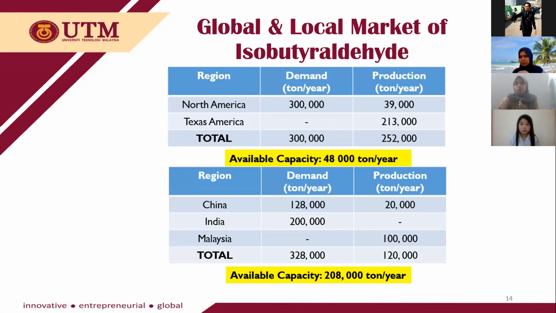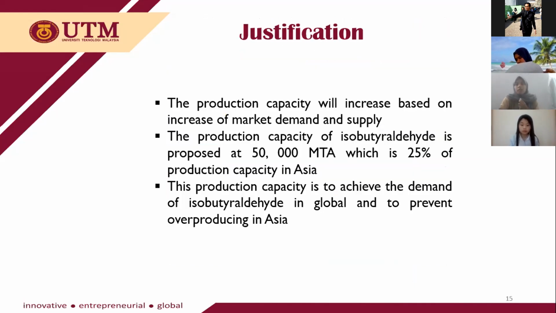Global demand and production for isobutadiene are around 300,000 MTA and 252,000 MTA. Therefore, the available capacity to produce isobutadiene globally is around 48,000 MTA, and for local, demand and production are around 328,000 MTA and 120,000 MTA. Therefore, the available capacity for local is around 208,000 MTA. The production capacity will increase based on the increase of market demand and supply.